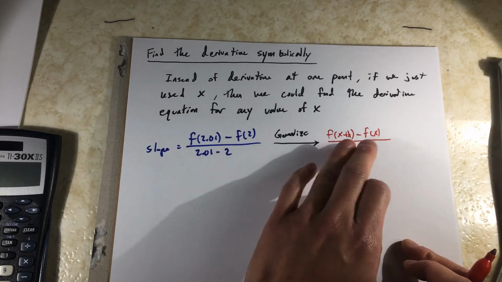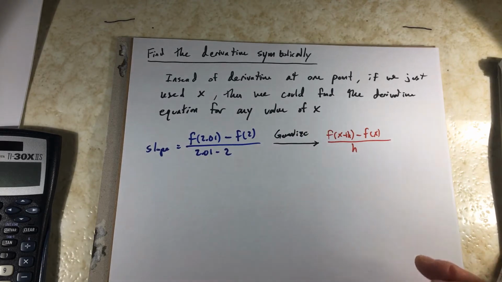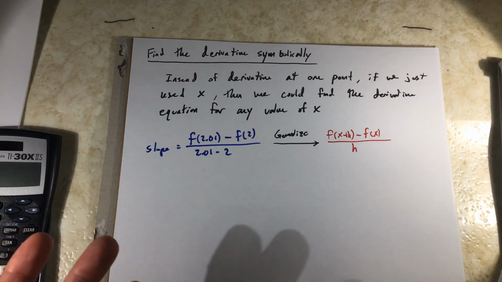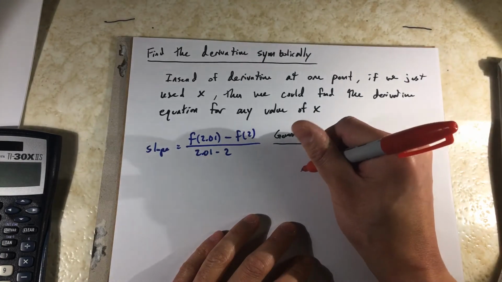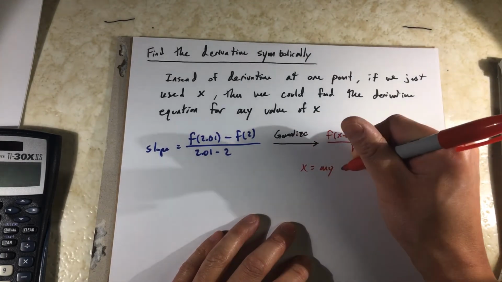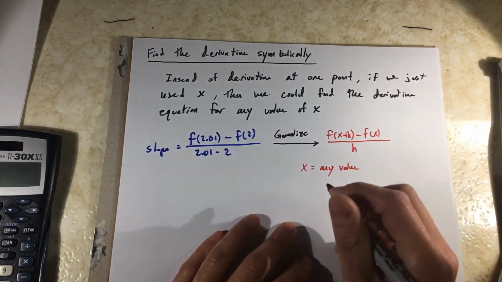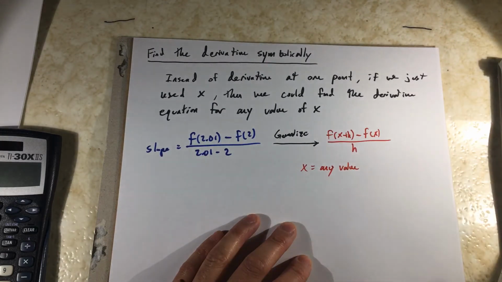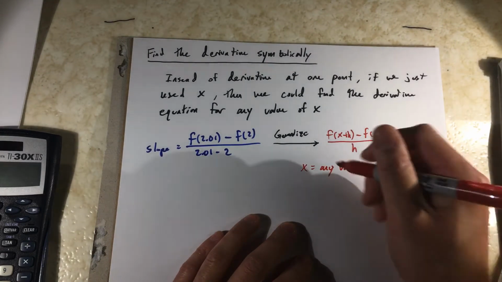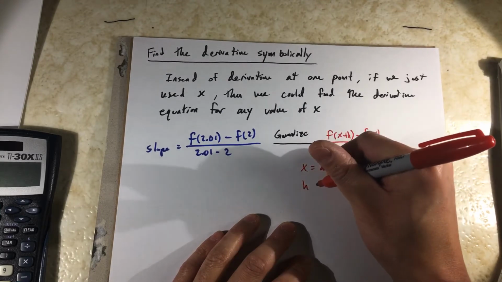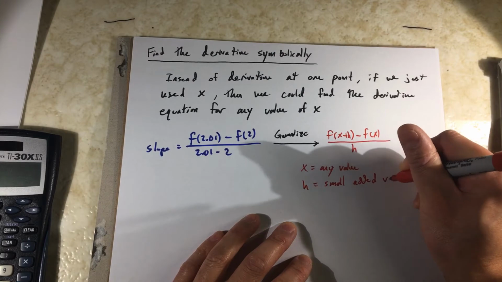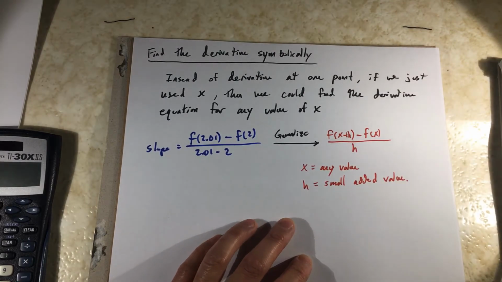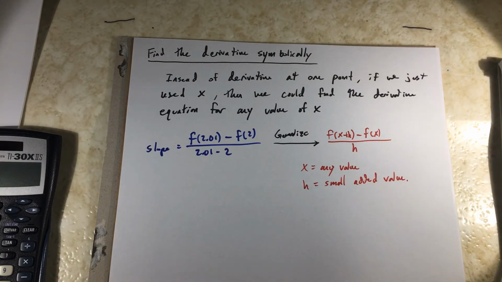So if we plug in x after we do this calculation, we'll have an equation for the derivative rather than just a derivative at just that one point. Okay, so x is any value in the graph's domain, and then h is a small added value. Okay, so that is what we're going to do.